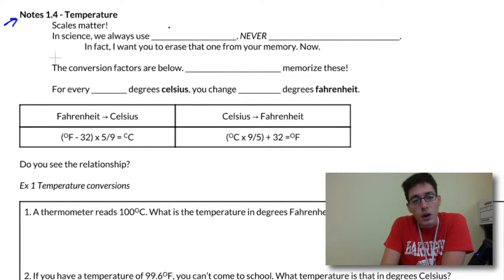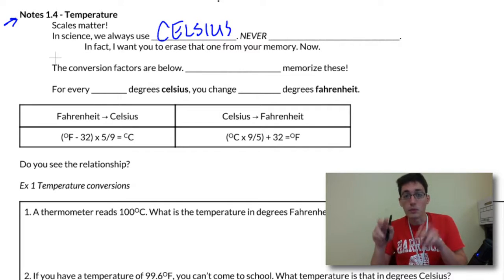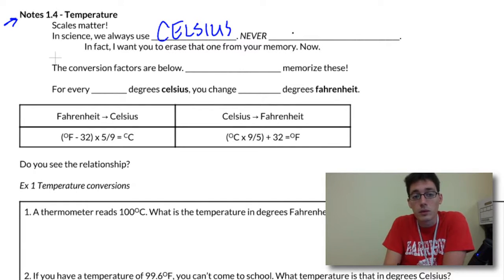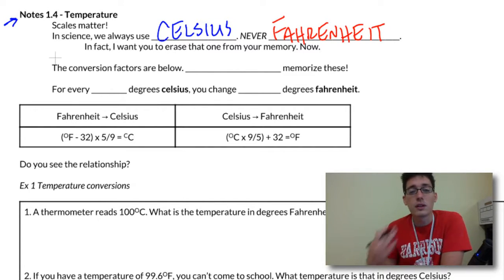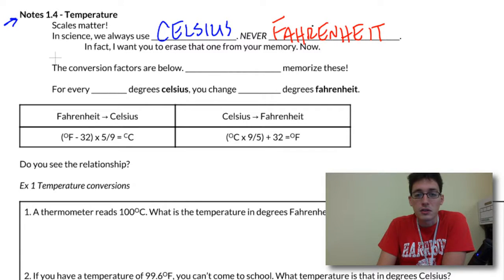And in science, we always use the Celsius scale. This is the quote-unquote metric scale. It's what the rest of the world uses, and we are never, ever going to be using the Fahrenheit scale. This is what the United States uses. Very few other countries use it, and it's just because it's not a very simple scale to use. On the Celsius scale, water freezes at 0 degrees and boils at 100 degrees, so it's very easy to remember. And Fahrenheit's just crazy. So we'll come back to that some other time.